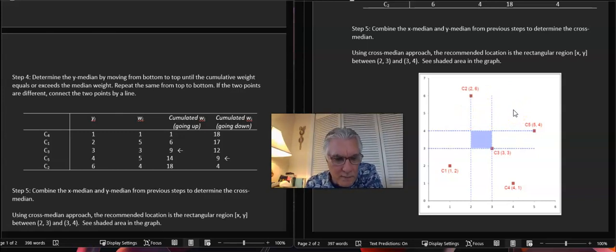So I hope that helps, and if you have any questions, feel free to ask. I know sometimes it gets confusing when I go through these, but I hope to give you as much information as possible if you ever determine that you want to use this cross-median weighted method of deciding where the best place to open up a service would be.